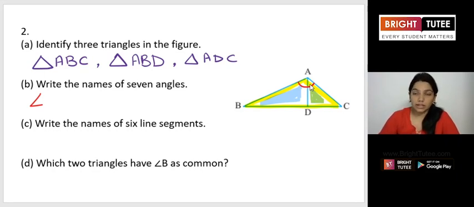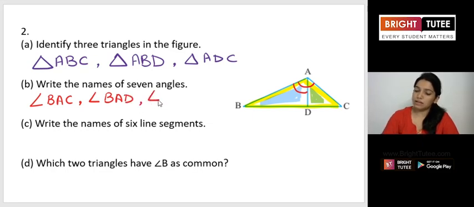So this angle A should be written as angle BAC because I'm talking about the bigger one. Now the other angle that I have from this angle A is this smaller angle. It is angle BAD. The next angle I can see here is this part. This is angle CAD. And if you are thinking of naming it as DAC, it is also correct. Now we are done with 3. Let's write down the 4th one.